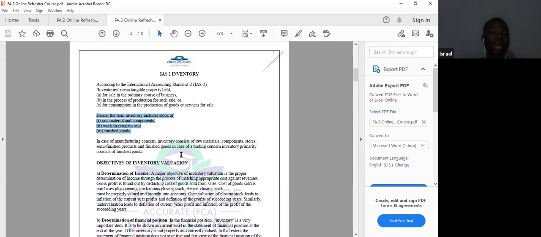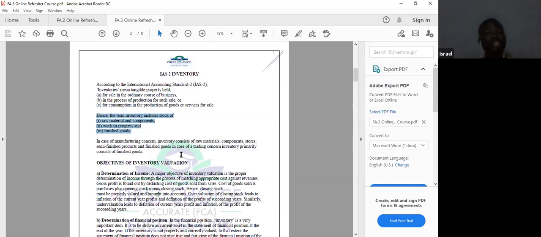Then the second one we have is work in progress. What do you understand by work in progress? Work in progress are raw materials that are being worked on, but are not yet fully available for the final consumer. Maybe you have process 1, process 2, process 3, process 4. Now it has undergone process 1 and process 2, it's at process 3, and it still needs to move to process 4 before it is completed. At the point that it is in process 3, it is regarded as work in progress. It means it's not yet finished; we are still working on it.